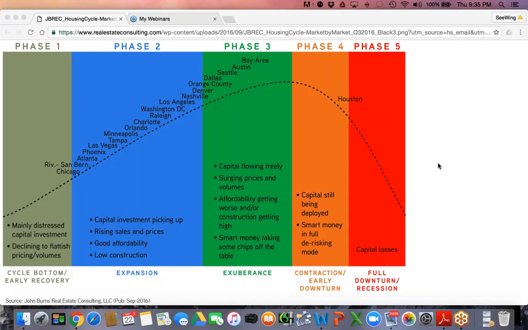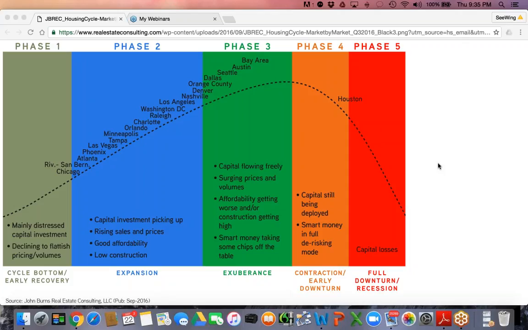We have one, two, three, four, five phases. Phase one is the cycle bottom in early recovery. Phase two is the expansion. Phase three is exuberance. Phase four is contraction or early downturn. And phase five is the full downturn recession.